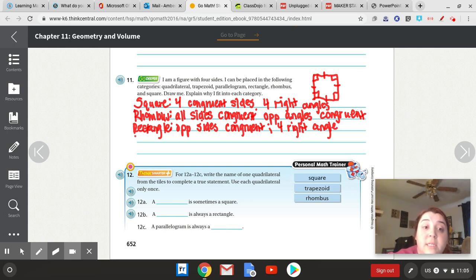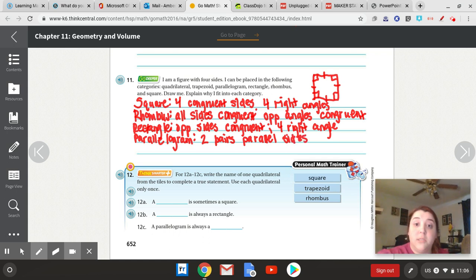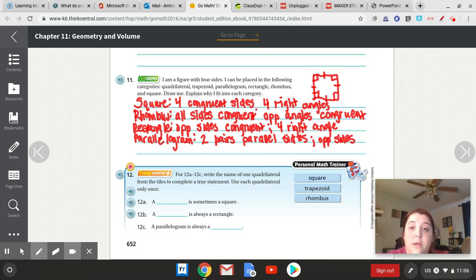I know that this is a parallelogram because there are 2 pairs of parallel sides. Okay, each of the opposite sides run parallel to each other, so that makes sense. And again, opposite sides are congruent.